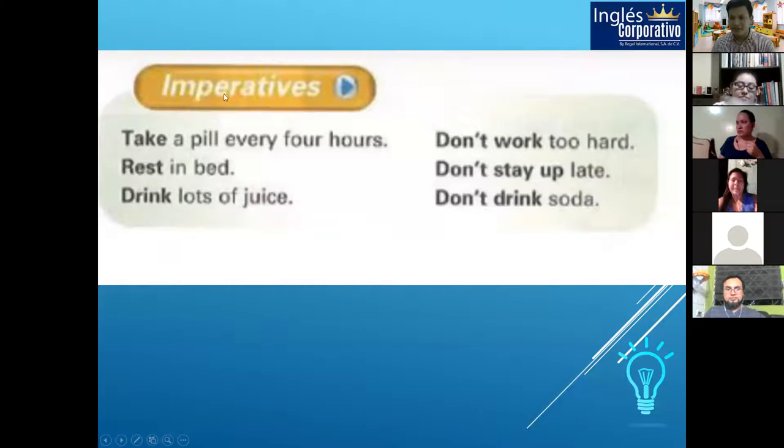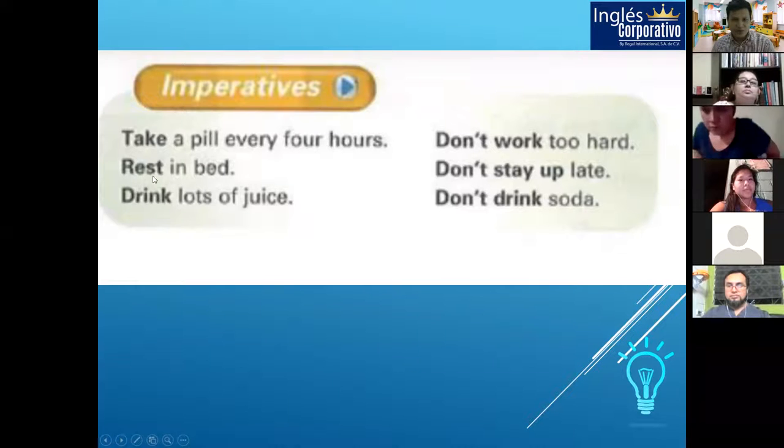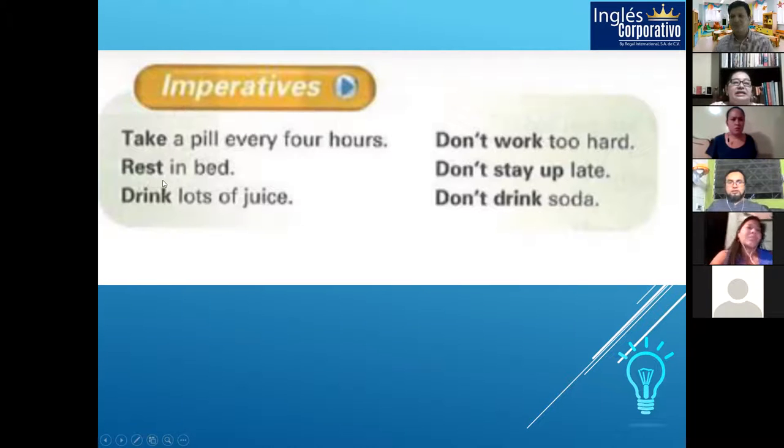We got some imperatives. Imperatives are expressions that show something really, really important. For example, rest in bed. What is this? What does it mean? Reposar. Descansar. Yeah, very good. Descansar, eh? En la cama. Very good, nice. For example, when we feel that we have fever, we can use rest in bed for a moment, right? Okay, very good.